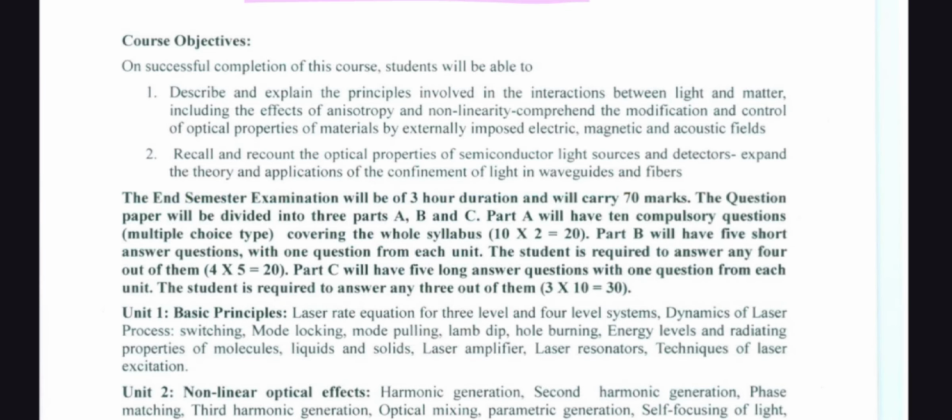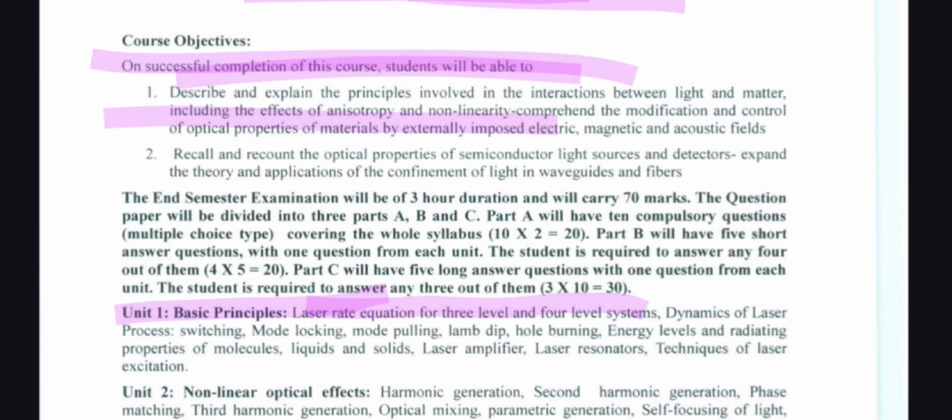So MSc Physics E11, laser and photonics. So here are the course objectives. On successful completion of this course, a student will be able to... So unit first, basic principle: laser rate equation for 3-level and 4-level system, dynamics of laser process, switching, mode locking and mode pulling, Lamb dip, hole burning, energy level and radiating property of molecule, liquid and solid, laser amplifier, laser resonator, techniques of laser extension.